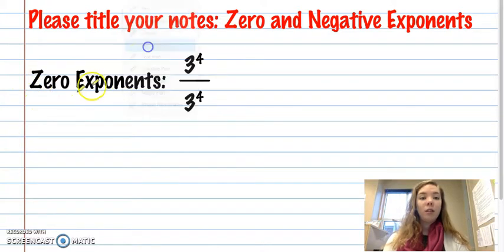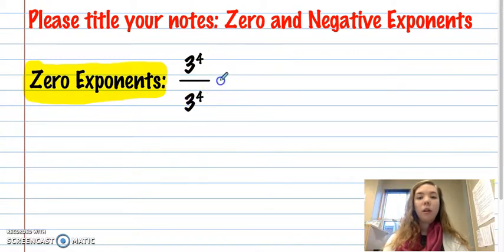So in this case, we're first going to start talking about zero exponents, okay? And I do want you to write this down so that you remember which type we're talking about. Okay, so your paper should look just like mine. Then we have 3 to the 4th over 3 to the 4th. We learned that when you divide powers, you subtract your exponents. So in this case, you have 4 minus 4 is 0.